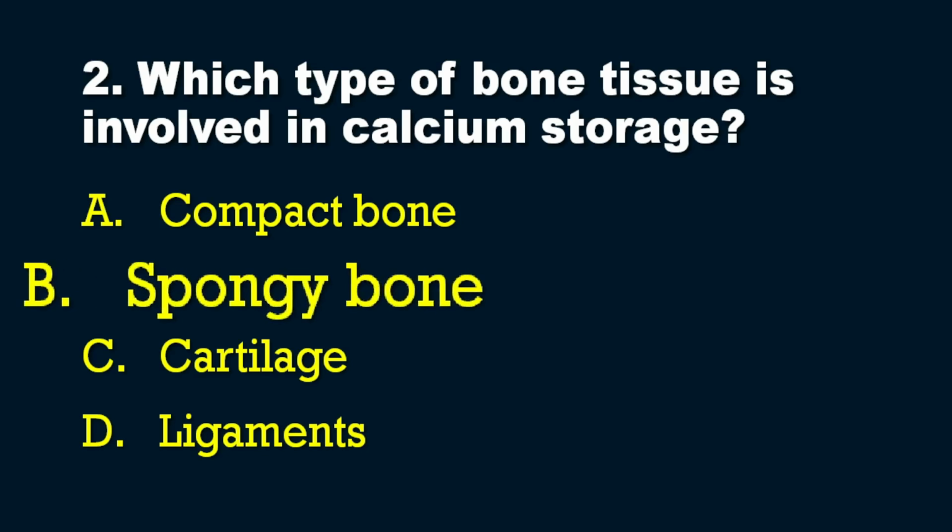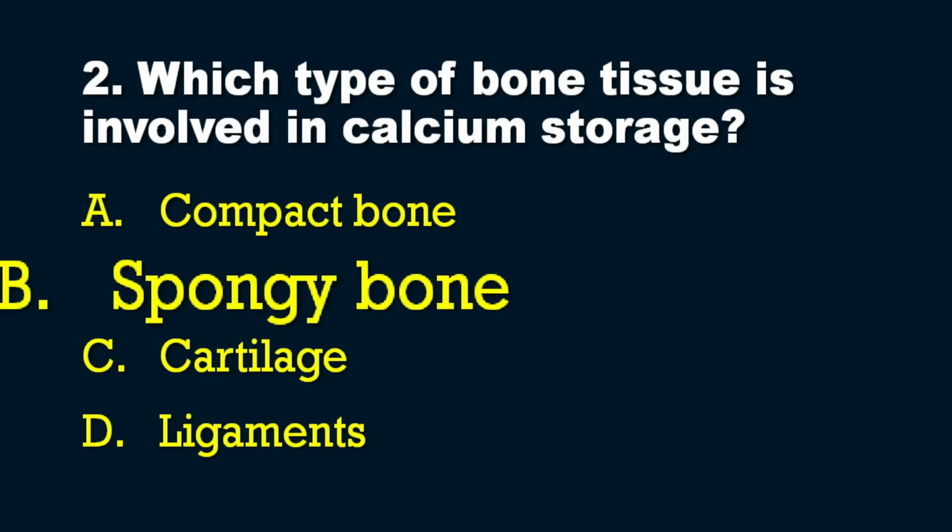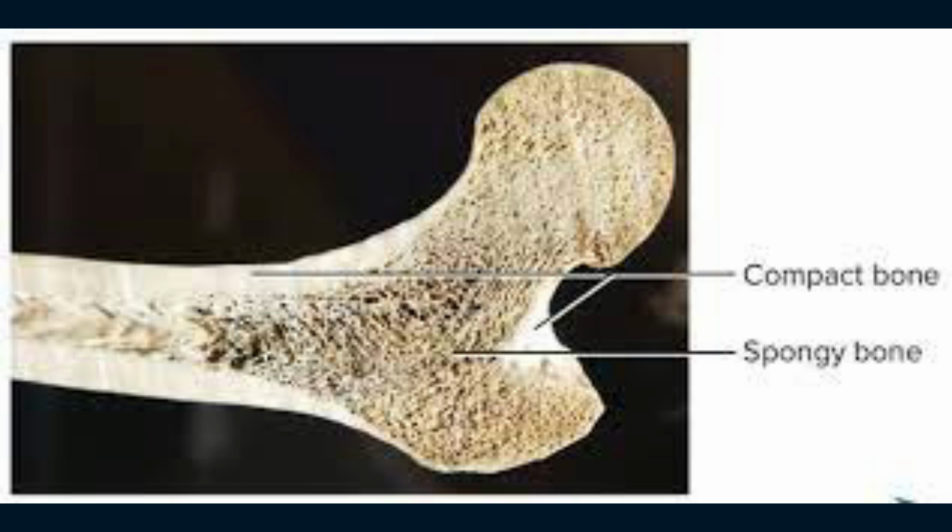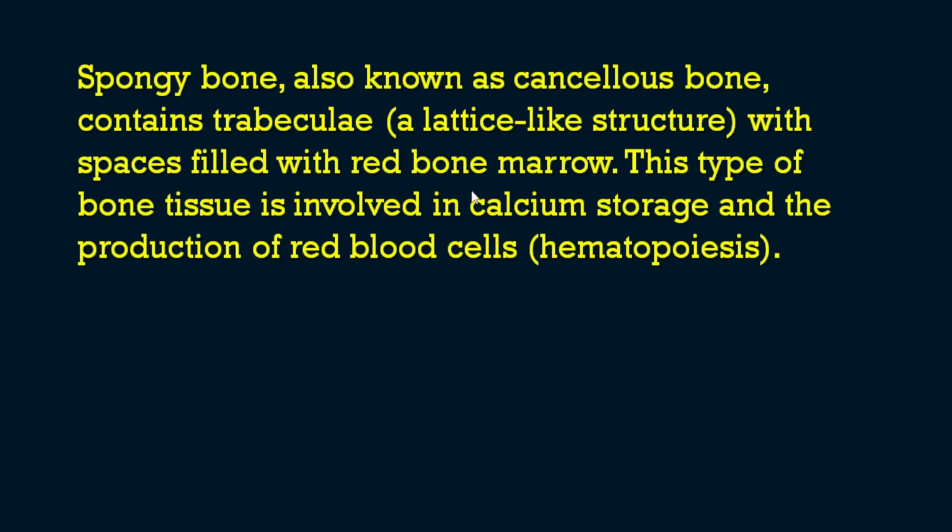So the answer is option number B, that is spongy bone. We know that spongy bone, also known as cancellous bone, contains trabeculae. Trabeculae means a lattice-like structure with spaces filled with the red bone marrow. This type of bone tissue is involved in calcium storage and the production of red blood cells, that is hematopoiesis. So again, very important points you are getting.